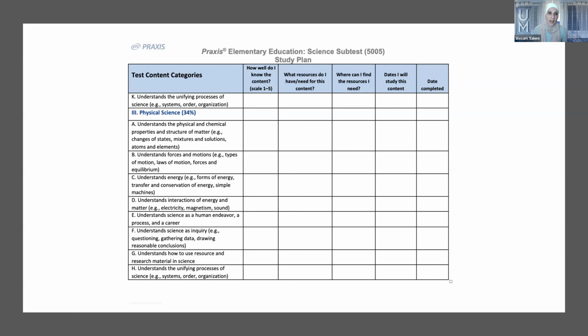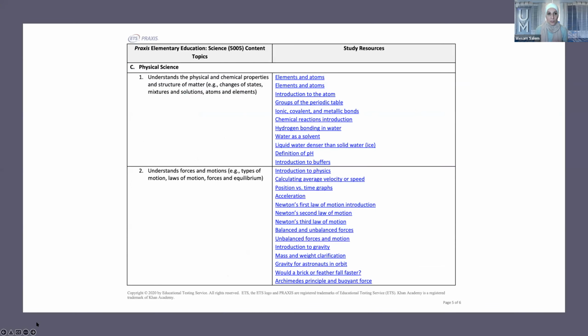I'll go over the items that Praxis will focus on. These are the categories that the Praxis exam will focus on and will tackle in the exam subtest. I will also go back to the resources on the ETS website and click on each of these lessons or content areas that I'm really not familiar with and I need help with. This is where I would begin.